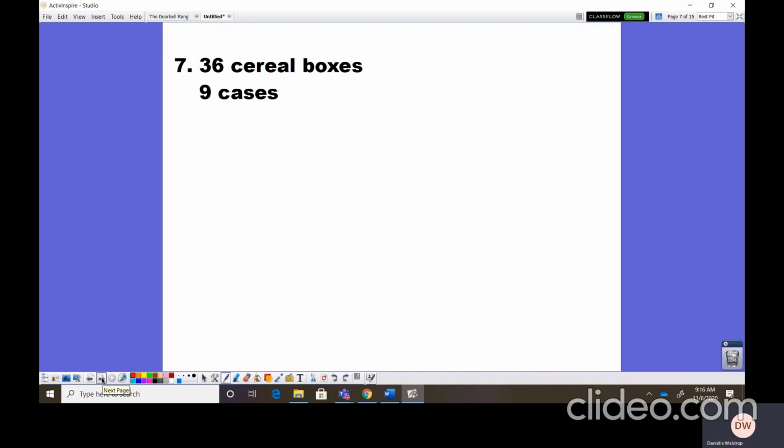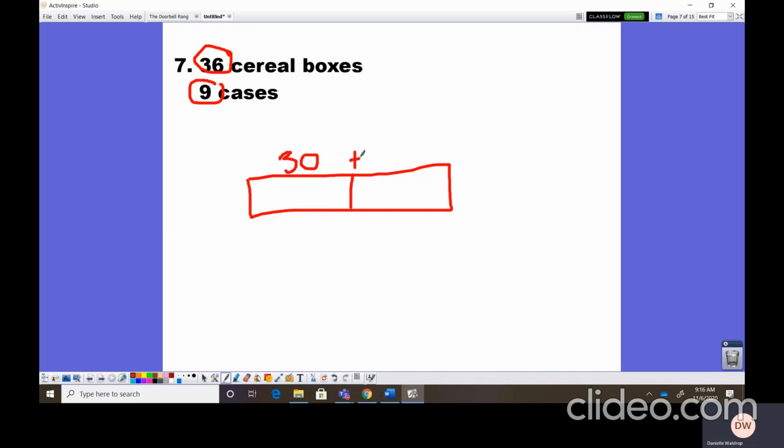Number 7, a case of cereal holds 36 boxes. How many boxes are in 9 cases? 36 boxes, 9 cases, there's 36 in each case. I'm going to set up a simple area model for a 2-digit number times a 1-digit. 36 is 30 plus 6 times this 9. So your area model is 30 plus 6 times 9.